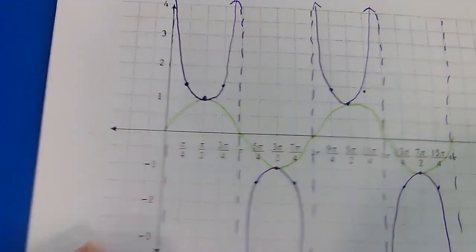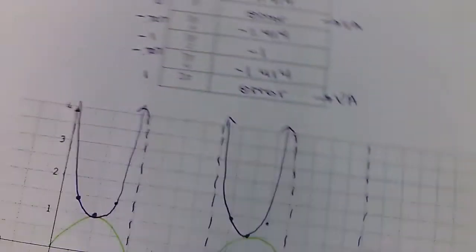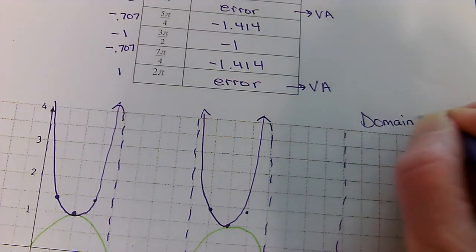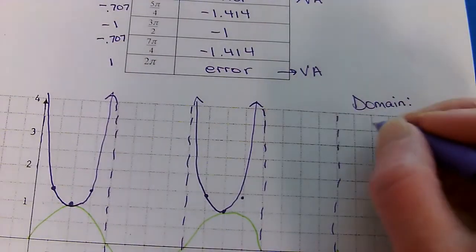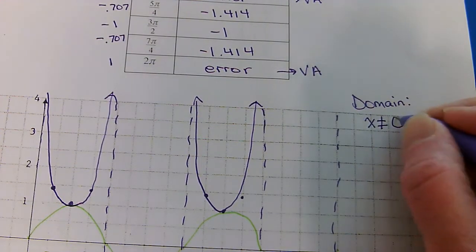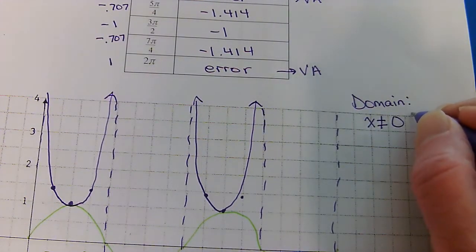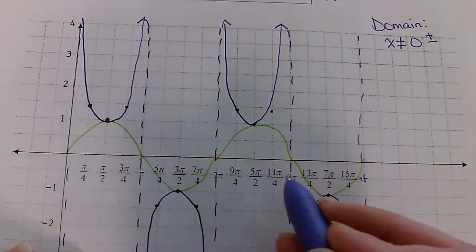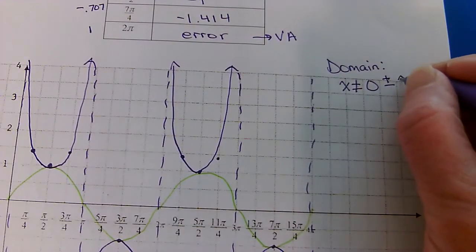All right, domain. So this one we have those vertical asymptotes, so it's everywhere except they start at 0 and they repeat every pi.